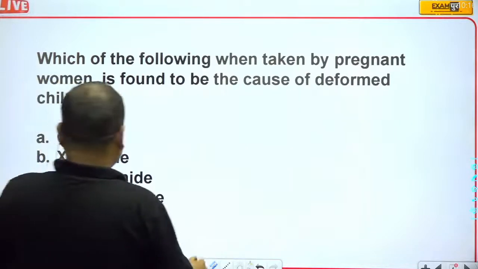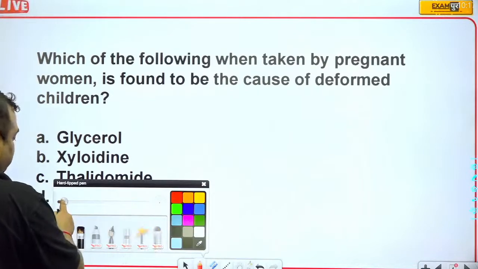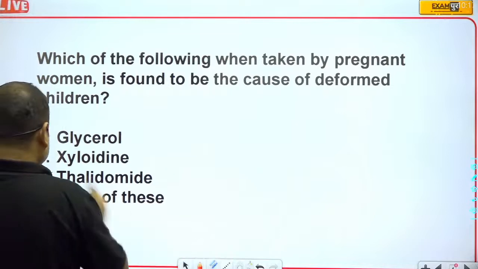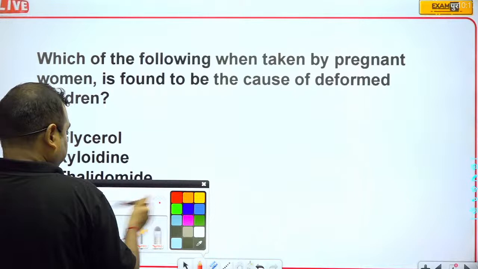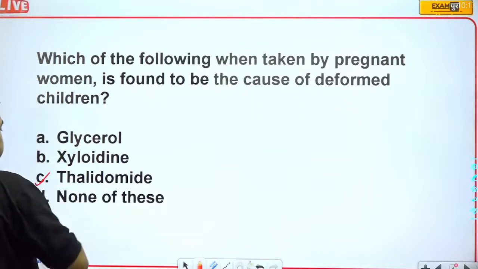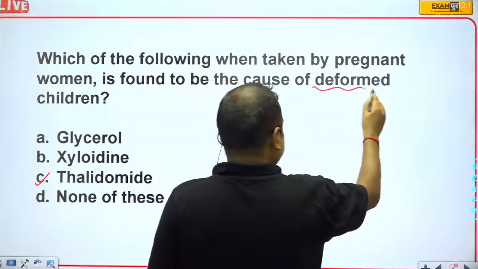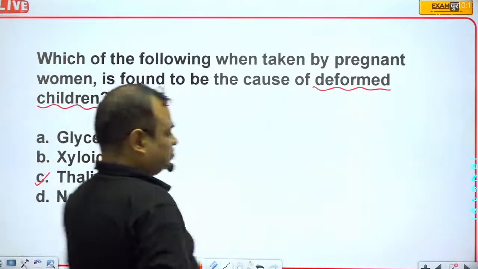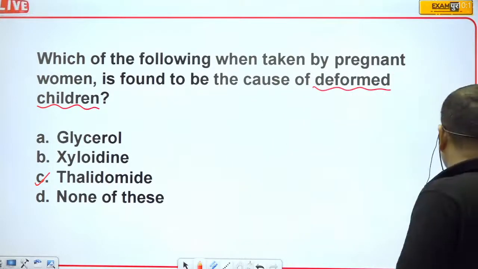Actually, the correct answer is thalidomide. You have not given the answer, but I'm telling you that this is thalidomide. Always remember, if a pregnant lady takes it, then obviously deformed children may be born. Okay, so this is a very tragic thing actually.